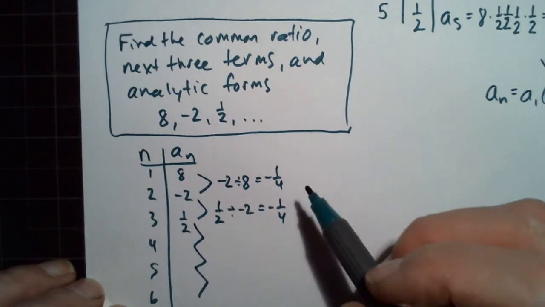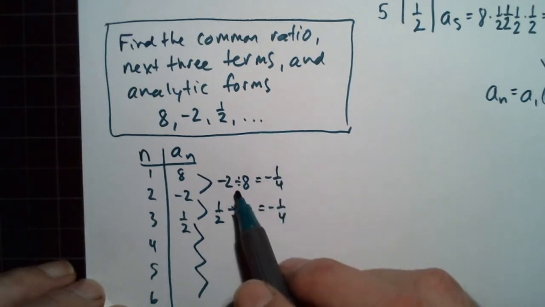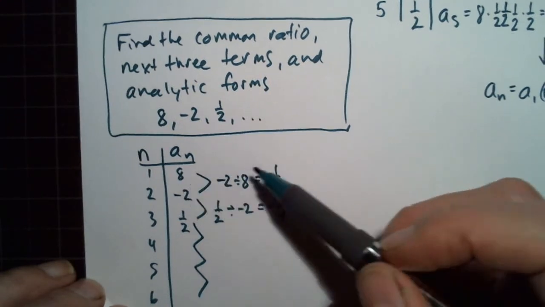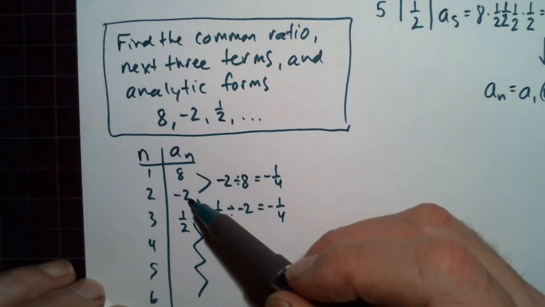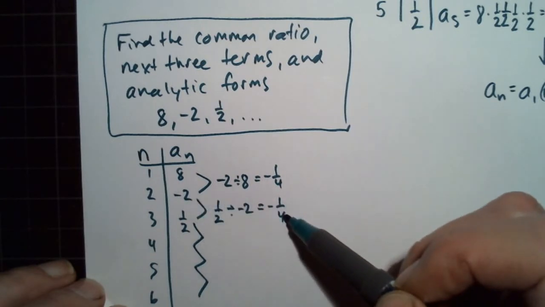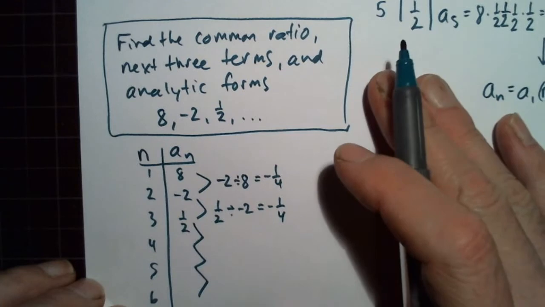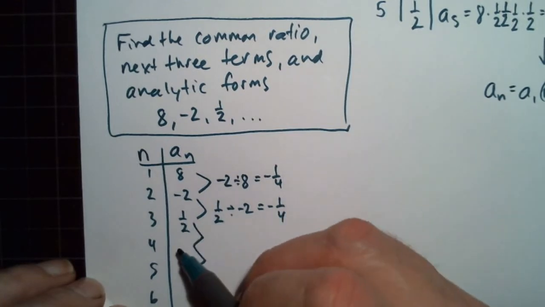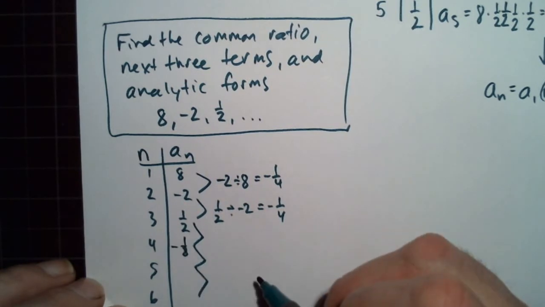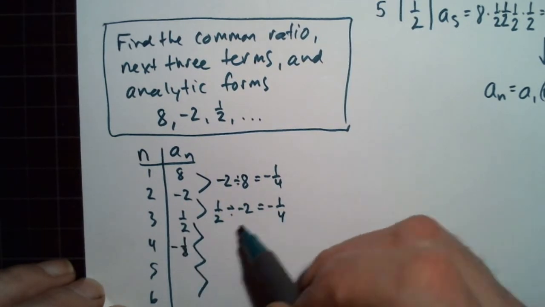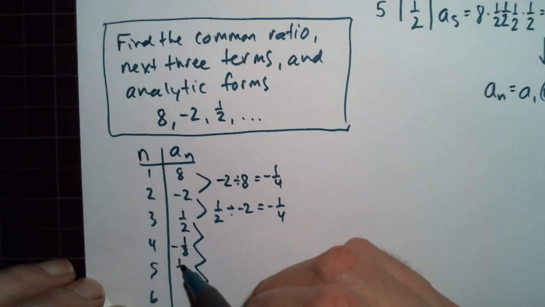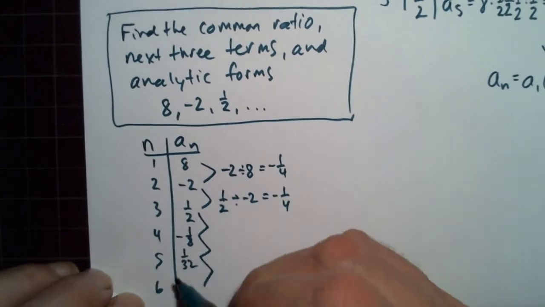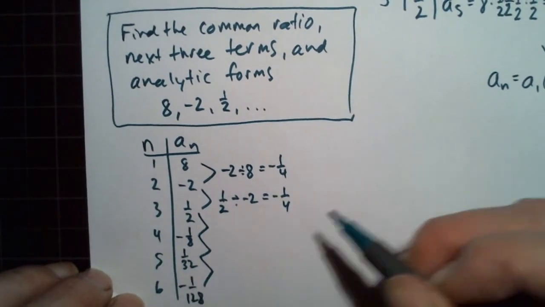3 terms. We find the common ratio by dividing, but then when we use it, we're going to be multiplying. So 8 times negative 1/4 is negative 2. Negative 2 times negative 1/4 is positive 1/2. And now we're going to continue multiplying. 1/2 times negative 1/4, negative 1/8, times negative 1/4 again, that'll be a positive 1/32, times negative 1/4 again, we get negative 1/128.